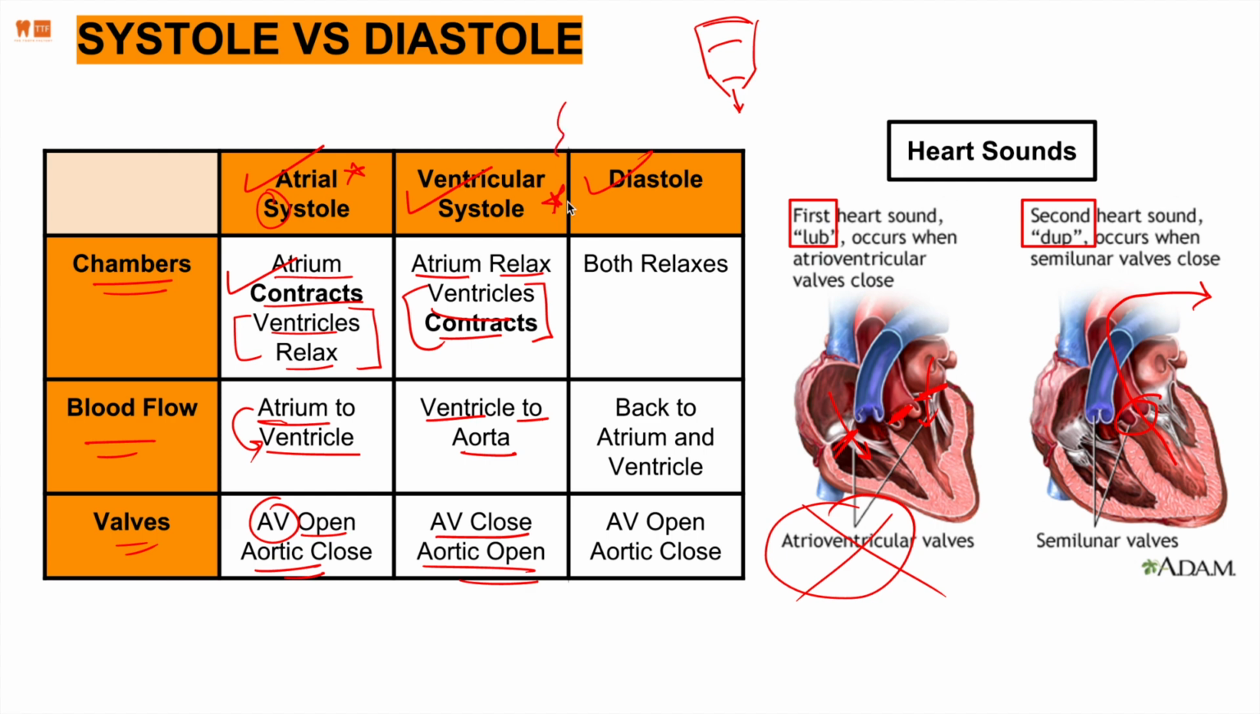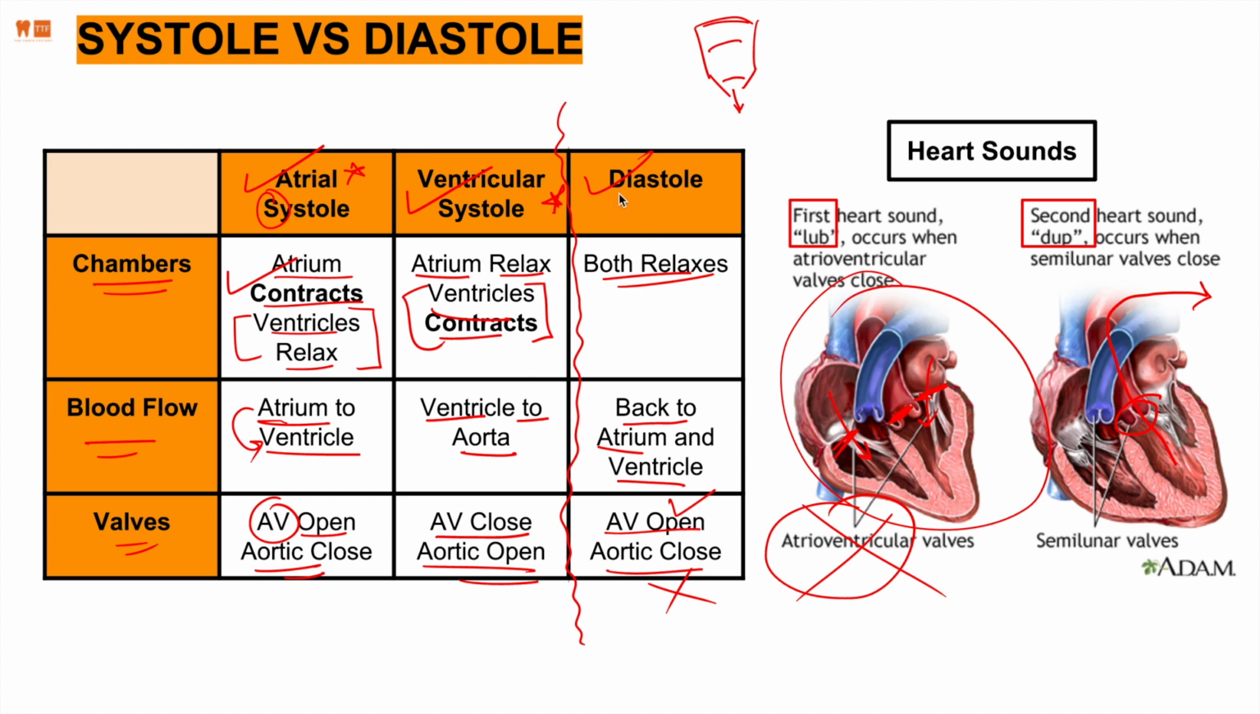Diastole, on the other hand, is very, very simple. It's when both chambers are relaxed. Basically, the heart relaxes. Heart has nothing to do with diastole. It relaxes. It just fills up with all that blood. So, blood flows back to the atrium and ventricle. It's when the entire heart is filling up with blood. It's when AV valve is, of course, open and aortic valve is closed because the heart is filling up. So the outgoing flow, aortic valve, is closed. But the AV valve is open.